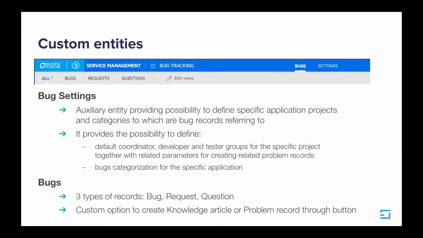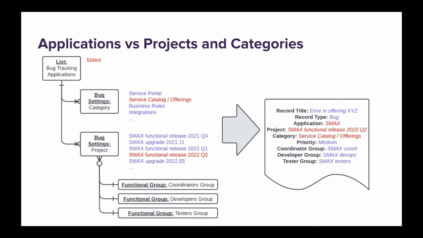Next slide, please. This is the structure of how it is linked together. Firstly, we have a list of applications. For us, it's SMAX and Service Manager now. Here, SMAX. After this application, we have linked the bug settings categories, where the bug is identified, if it's service portal, service catalog offerings, business rules, integrations, notifications, localization, and similar things. And the second part is project, functional releases or upgrades.